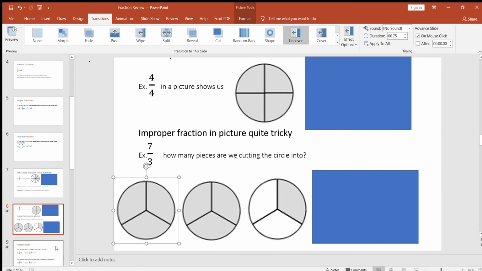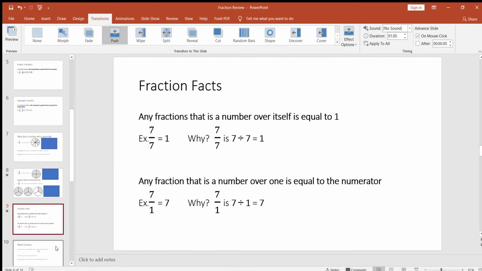Now let's talk about fraction facts. Fraction facts are really helpful for learning fractions.